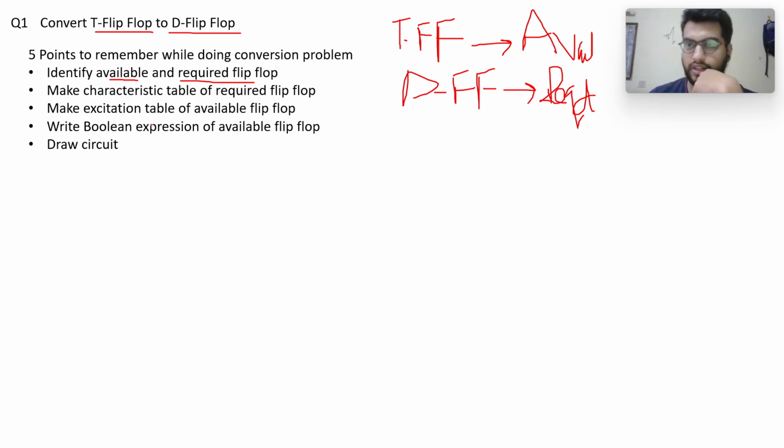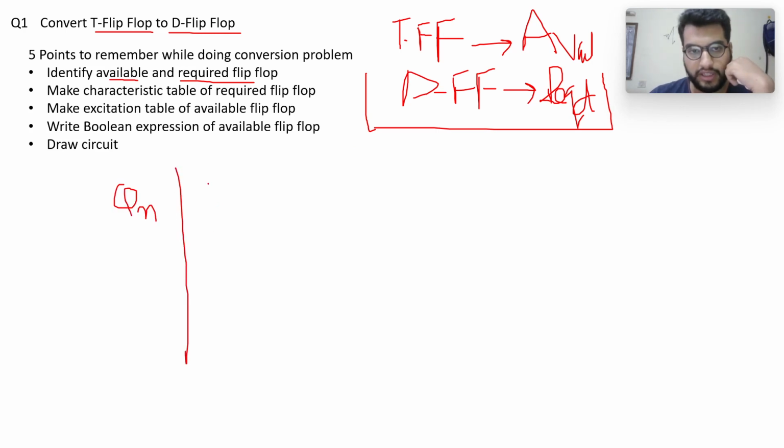Then we have to make the characteristics table of the required flip-flop. What does the characteristics table have? It has the present state and present input as inputs and the next state as the output. So we have Qn and then we have D. Qn represents our present state and D represents my present input. Let me write down the contents of the characteristics table: 0 0 0, 0 1 1, 1 0 0, and 1 1 1.